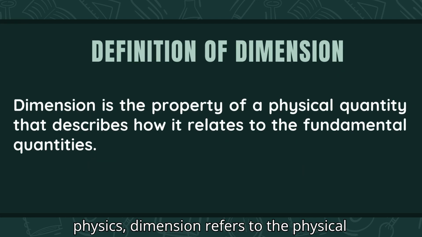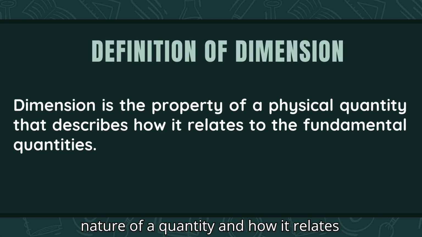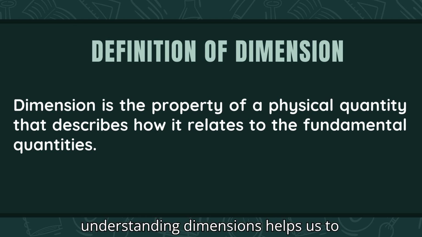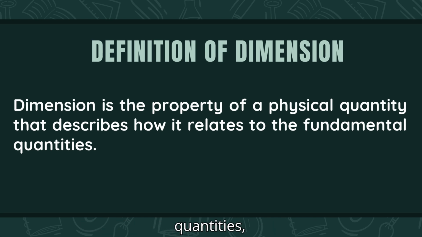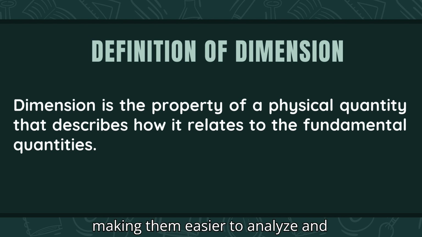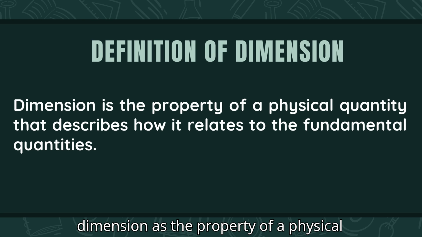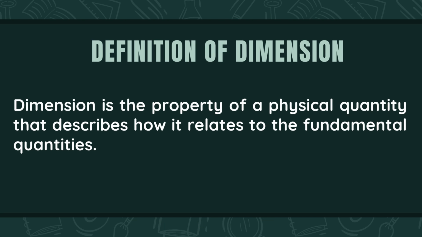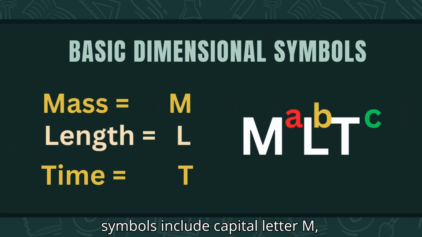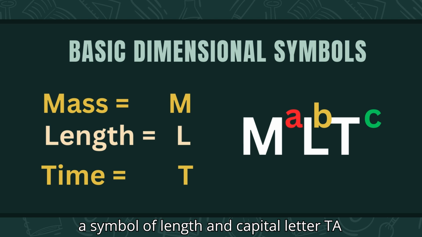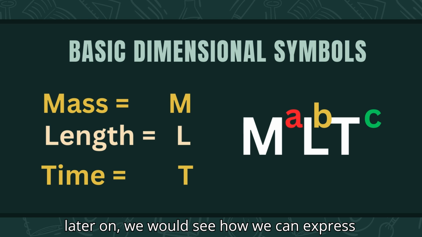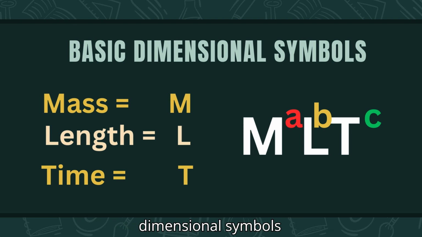In physics, dimension refers to the physical nature of a quantity and how it relates to the fundamental quantities like mass, length, and time. Understanding dimensions helps us to simplify and connect various physical quantities, making them easier to analyze and interpret. Therefore, we define dimension as the property of a physical quantity that describes how it relates to fundamental quantities. The basic dimensional symbols include capital letter M, a symbol of mass, capital letter L, a symbol of length, and capital letter T, a symbol of time. Later on, we would see how we can express derived quantities in terms of these dimensional symbols.